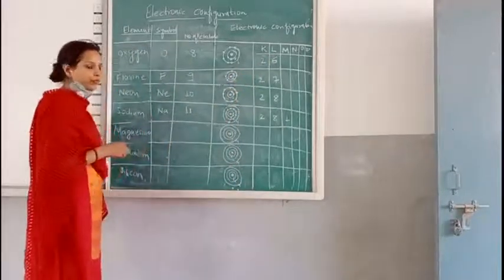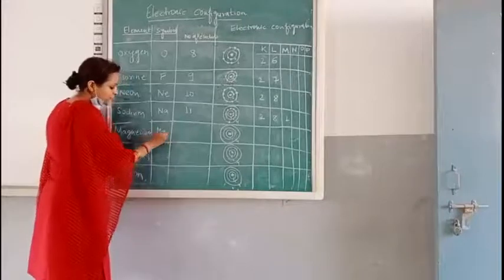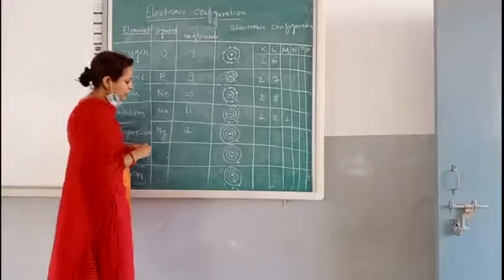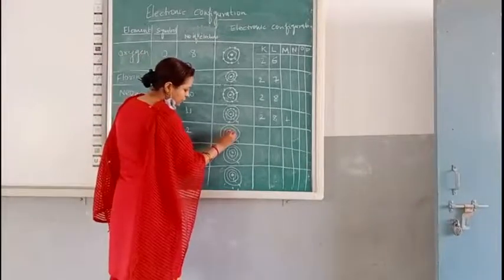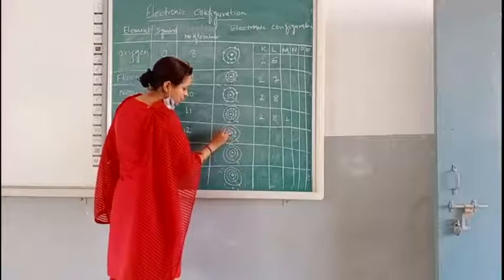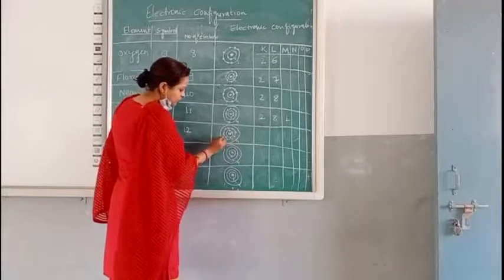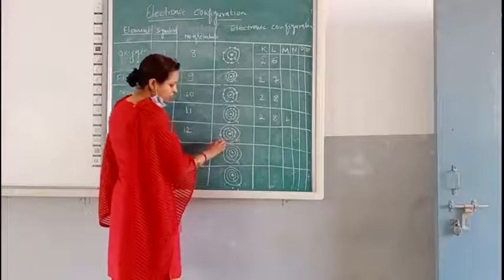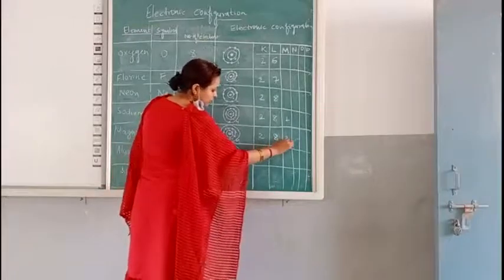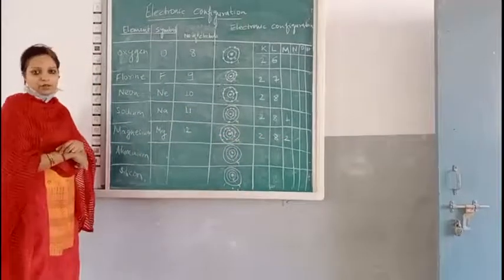Understood? Now next is the magnesium atom. Its chemical symbol is Mg, and there are 12 electrons in an atom of magnesium. So 2 electrons will be distributed in the K shell. Then another 8 electrons, 1, 2, 3, 4, 5, 6, 7, 8, in the L shell. Total 10 have been distributed. Now the 2 left electrons will go to the M shell. So the electronic configuration will be 2, 8, 2 for magnesium.